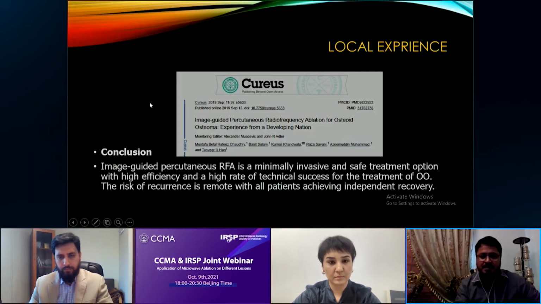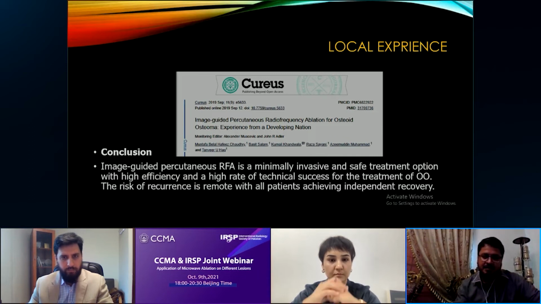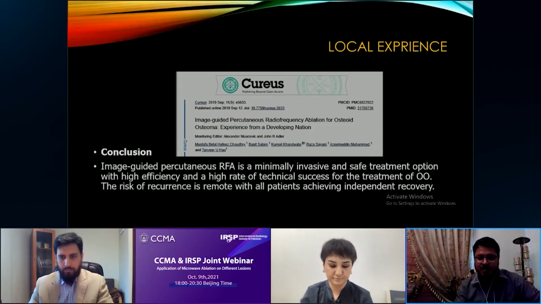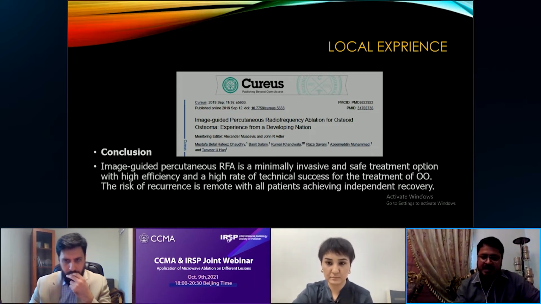This is the only paper available in Pakistan, and it was from Aga Khan University Hospital, and they concluded that image guided percutaneous radiofrequency ablation is a minimally invasive and safe treatment option with high efficacy and high rate of technical success for the treatment of osteoid osteoma. The risk of recurrence is remote, with all patients achieving independent recovery.